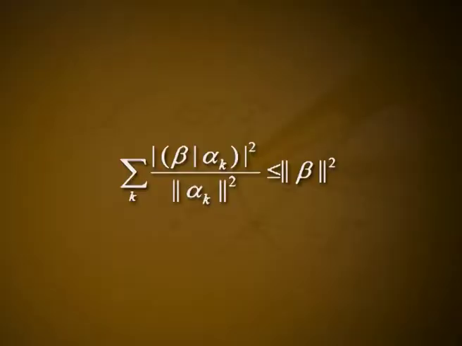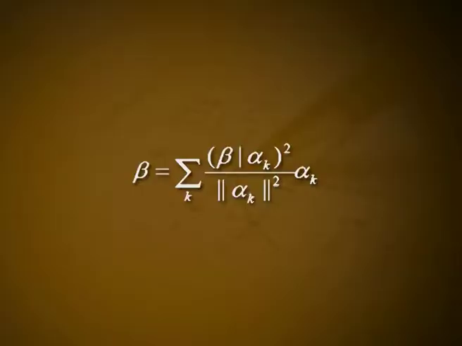Bessel's inequality. The following is a consequence of theorem 5. Corollary 6, Bessel's inequality. Let alpha 1 etc. alpha n be an orthogonal set of non-zero vectors in an inner product space V. If beta is any vector in V, then the sum over k of mod of inner product beta, alpha k squared by norm alpha k squared is less than or equal to norm beta squared, and equality holds if and only if beta is equal to the sum over k of inner product beta, alpha k by norm alpha k squared times alpha k.